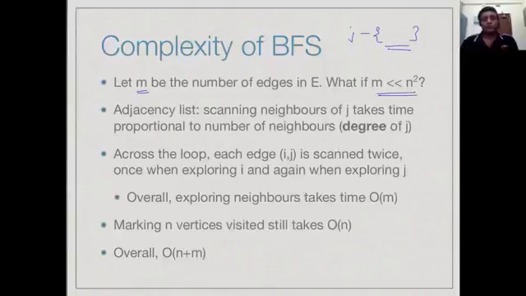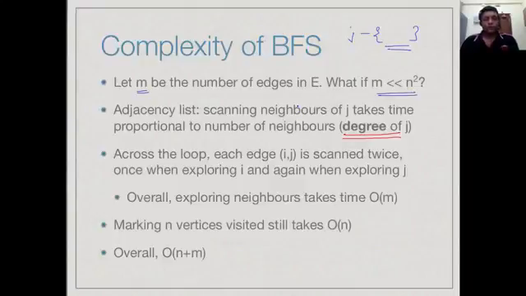This is called the degree. So the degree of a vertex is the number of vertices connected to it. If we do this, then what we will find is that inside the iteration of the inner loop, each step of scanning for the neighbors takes time proportional to the degree of j. Now, the degree of j, of course, varies from one node to another. So how do we count this correctly?